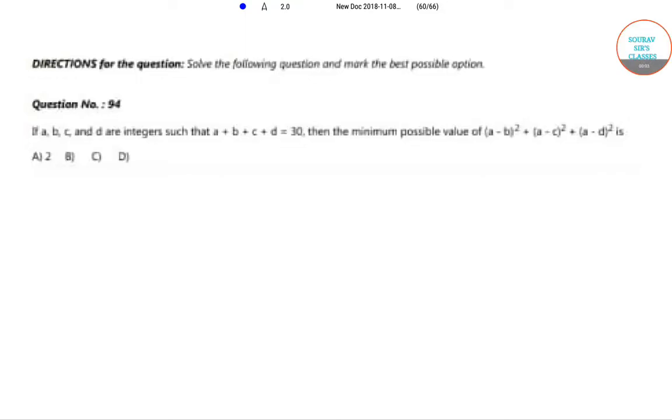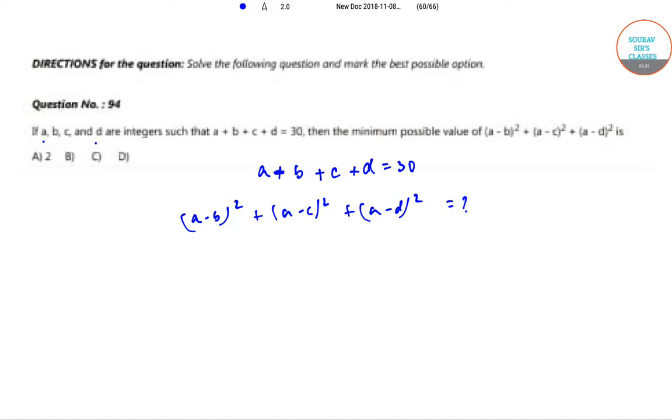The question is, if A, B, C and D are integers such that A plus B plus C plus D is equal to 30, then the minimum value of (A minus B) squared plus (A minus C) squared plus (A minus D) squared is equal to. So the minimum value of this would be possible when each bracket has the least possible value.